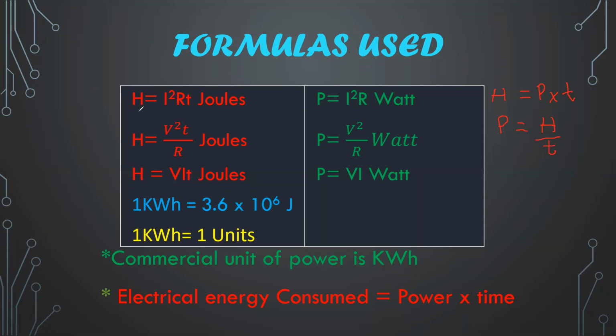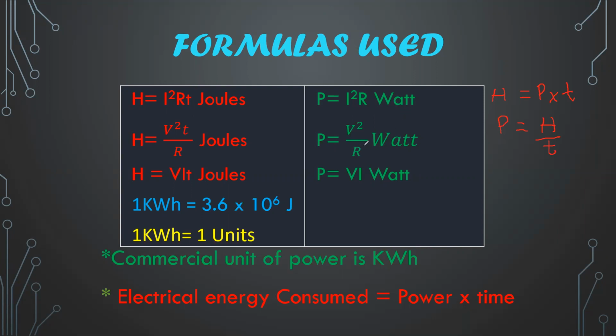Now, first formula of heat generated is H is equal to I squared RT. If we divide this equation by T, T and T will get cancelled. We will get I squared R. That is, P is equal to I squared R watt.